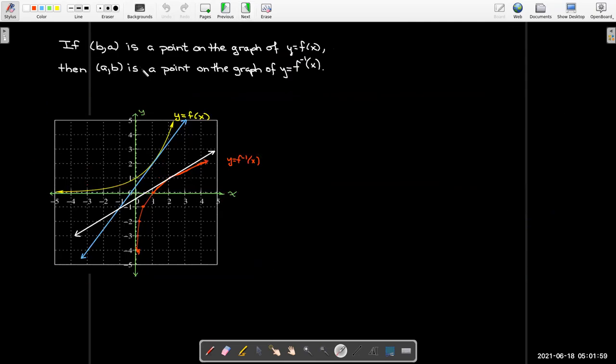So let's see if we can take this notion a little bit further to develop an understanding of the connection between the derivative of a function and the derivative of the inverse, at least at a given point. So if we're looking at the point (b, a) on the original function, we'd like to know, what would be the slope of the tangent line at the corresponding point with coordinates (a, b) on the graph of the inverse function?